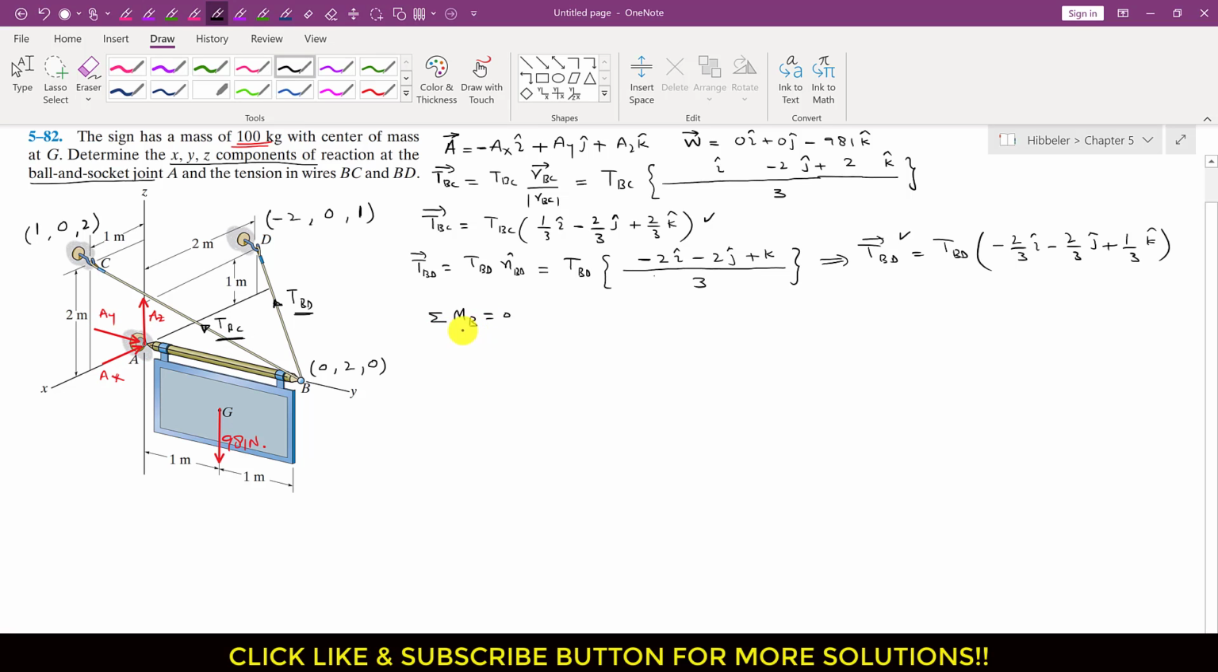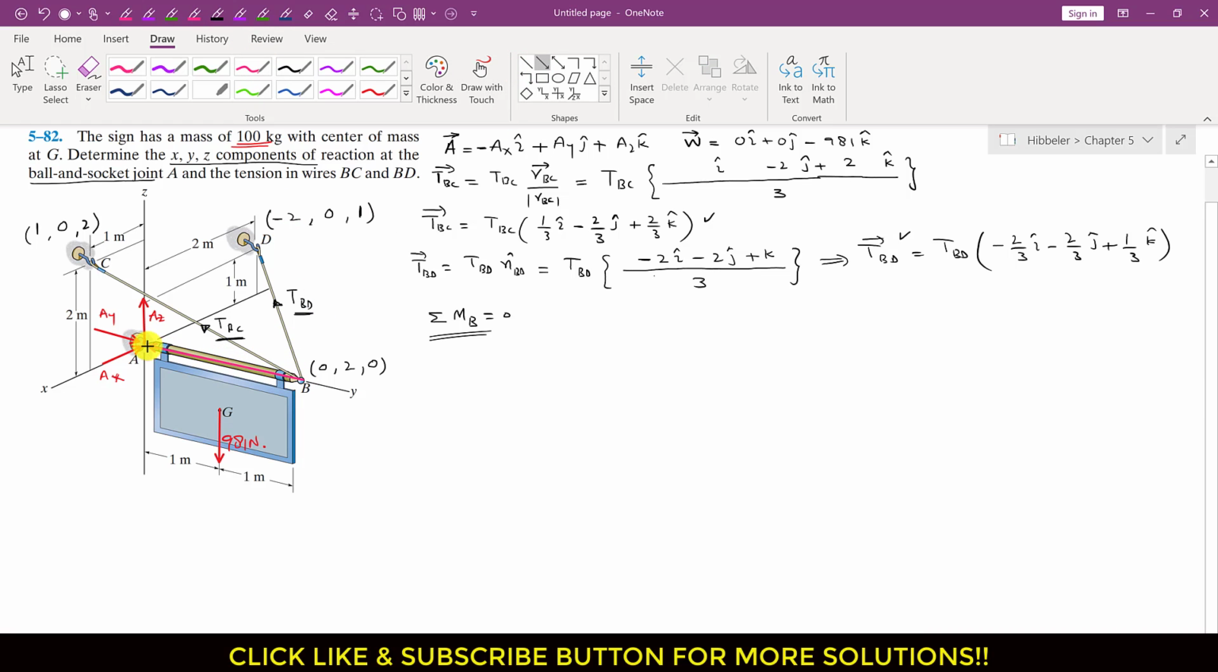So if we find the summation of moment about point B, then we can apply this equation like this. We will write that the moment arm for these reactions will be from B to A, right? Let me represent that moment arm.